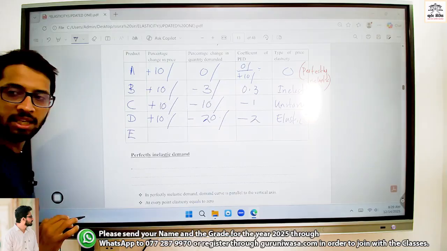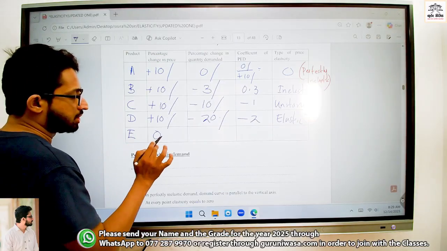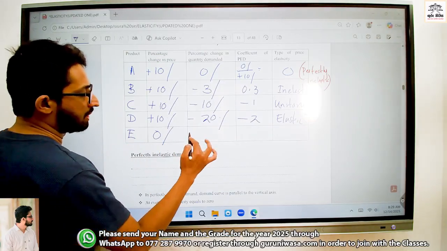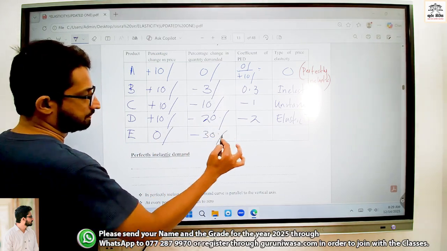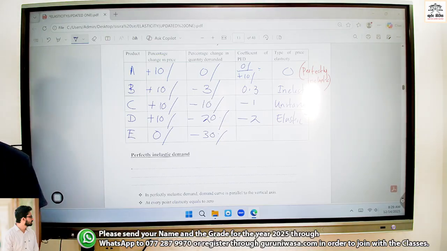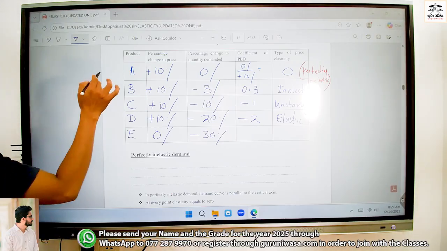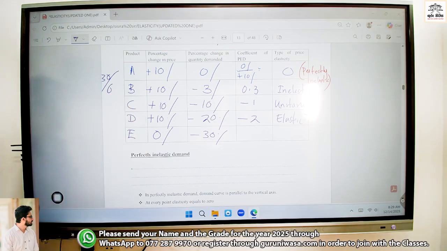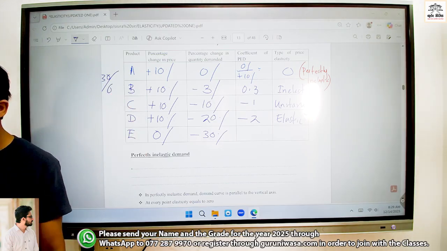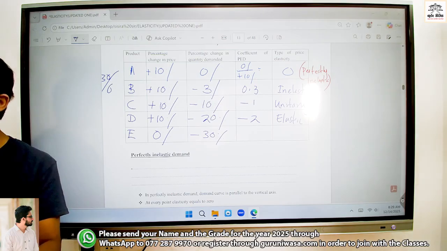Now my product E, price doesn't change. No change in price, but demand falls by 30%. Can you calculate the PED value? Use your calculator, I want every one of you to use your calculator now. 30% divided by 0. 30 over 0. What does it say? 0? Alana, how much is the value? Sanuli? Infinity. Infinite. Can't divide or math error.